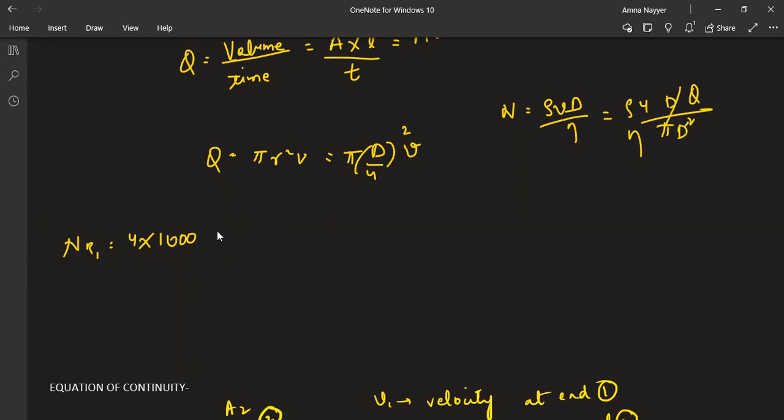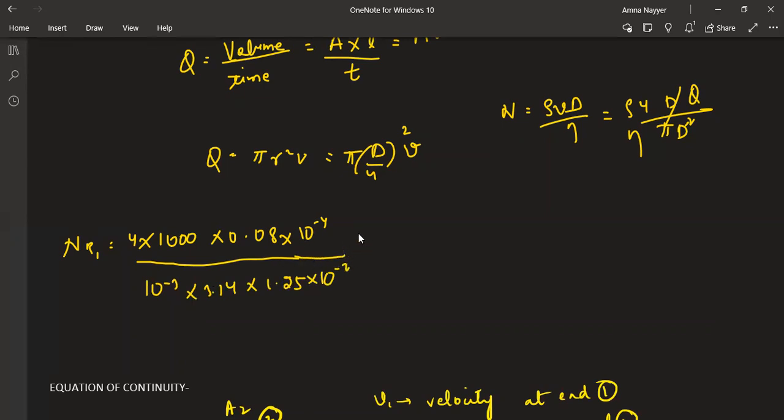So that becomes 4 into 1000 into 0.08 into 10 to the power minus 4, divided by 10 to the power minus 3 into 3.14 into 1.25 into 10 to the power minus 2. This is NR1. So I think when you solve this, you will get this as 815. Same way calculate NR2. That you will get as 5096.